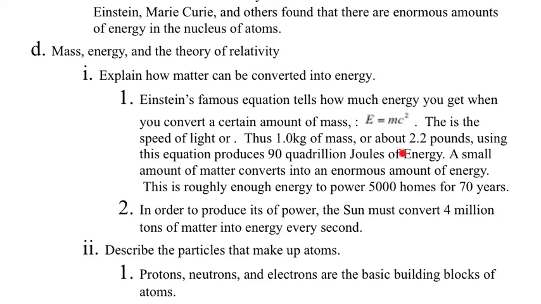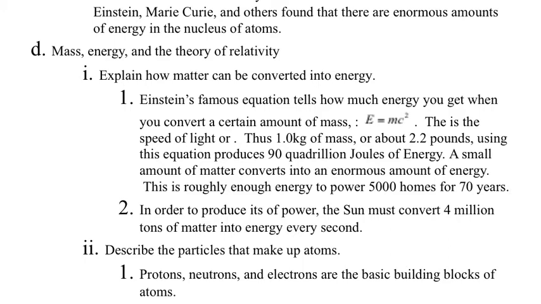And so if you remember, the speed of light is 300 million meters a second, which is an enormous speed, right? And if we use just 1 kilogram, then that 1 kilogram times 3 times 10 to the 8th, or 300 million meters per second, squared, that squared is 9 times 10 to the 16th. You end up with 1 kilogram of mass, or about 2.2 pounds, producing 90 quadrillion joules of energy.